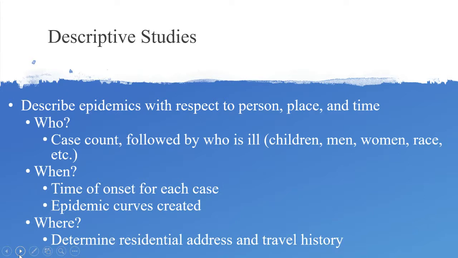When? So when does the disease start for each case? And then epidemic curves are created. Also where? So this could be an area, it could be travel, it could be a store, people are visiting a store and then getting sick. So they're trying to really describe what is going on. That's why it's called descriptive, to describe what's going on.